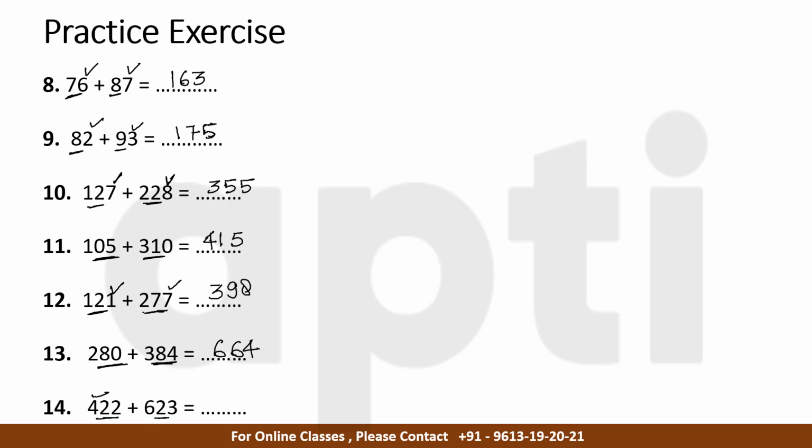Everyone just consider this number as 400 and 600. So 400 and 600 is 1000. 22 plus 23 is 45. So this becomes 1045. I repeat, 400 plus 600 becomes 1000. 22 plus 23 becomes 45. So this is 1045, right?